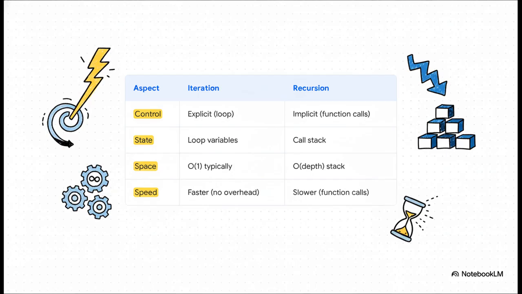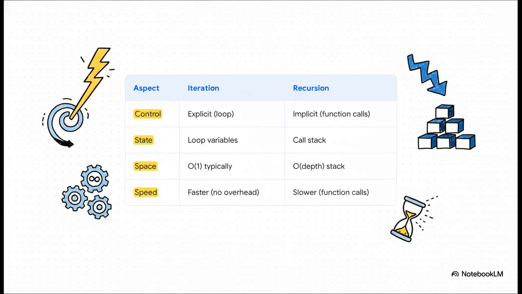Okay, this table really gets down to the nitty-gritty trade-offs. Let's talk about space first. Iteration is usually O(1), which is a fancy way of saying it uses a constant tiny amount of memory, no matter how many times it loops. Recursion, though, uses something called the call stack. Think of it like a stack of plates. Every time the function calls itself, it adds another plate to the stack. The more calls, the higher the stack, and the more memory you use.